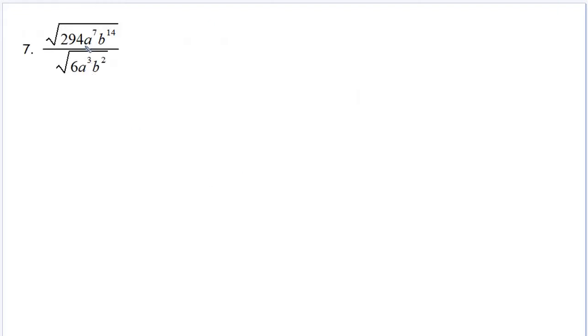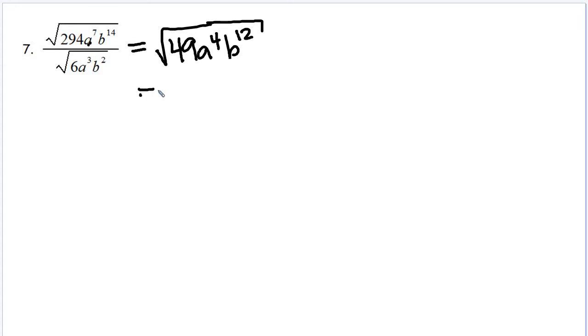So here, remember, when I have a radical over a radical, the first thing I'm going to check is to see if it simplifies. So see if it's divisible. 294 divided by 6 is divisible. That is going to be the square root of 49. a to the 7th divided by a to the 3rd is a to the 4th. b to the 14th divided by b squared is b to the 12th.